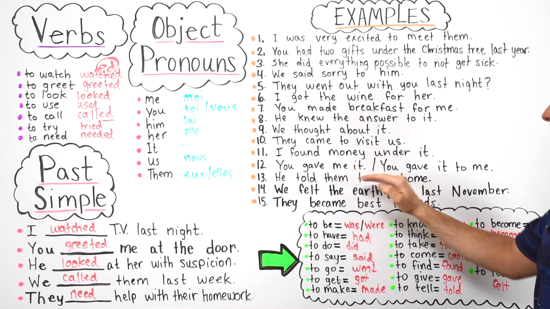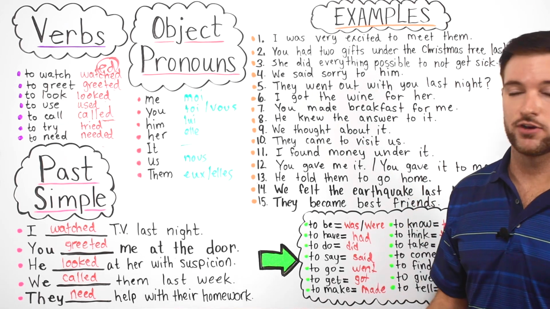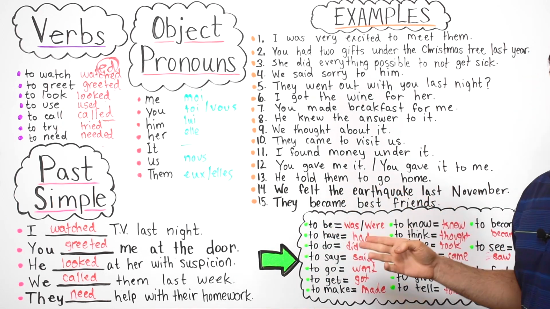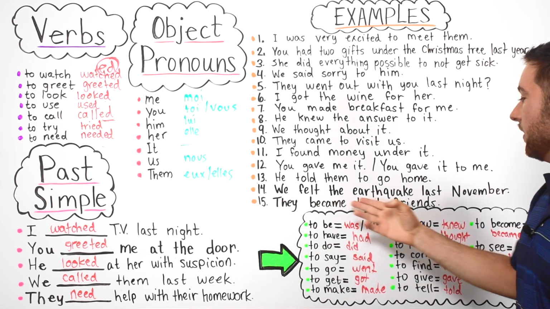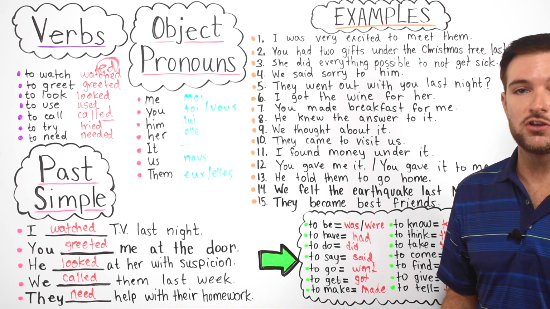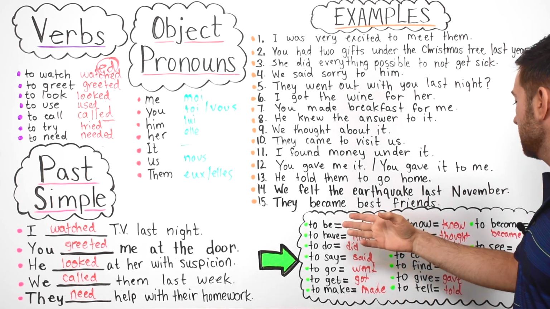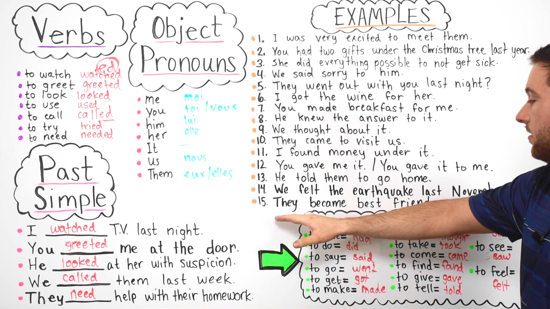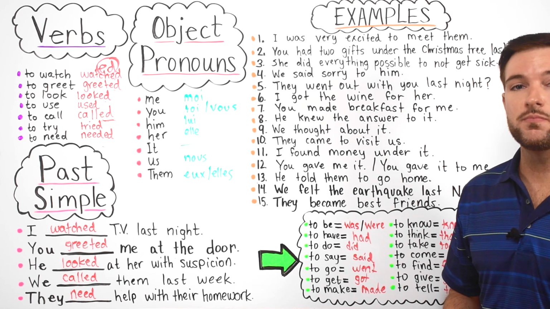You gave me it, or you could say, you gave it to me. Tu me l'as donné. He told them to go home. Il leur a dit d'aller à la maison. We felt the earthquake last November. Nous avons ressenti le tremblement de terre en novembre dernier. And finally, they became best friends. Ils sont devenus meilleurs amis.